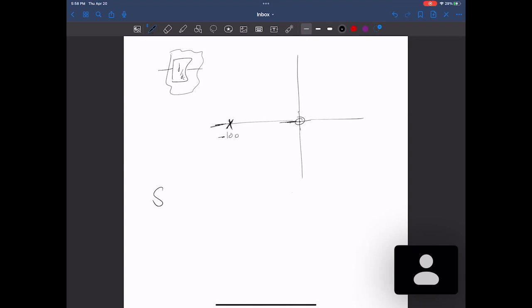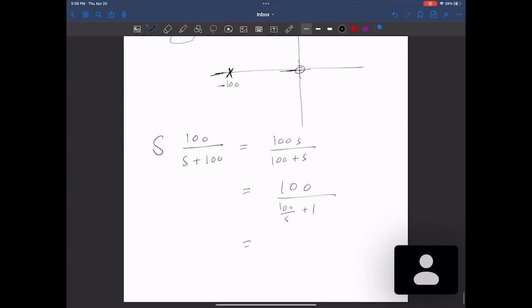So the pole would be something like this: 100 over s plus 100. I want to put this in a more suggestive form, so let me divide everything by s. It's going to be 100 over s, over 1 plus 100 over s. And this is now the suggestive negative feedback form.